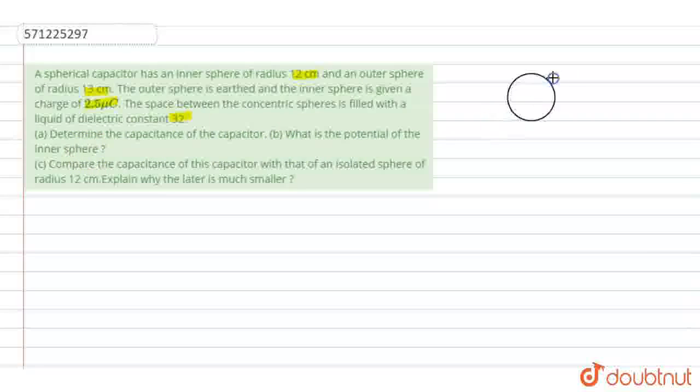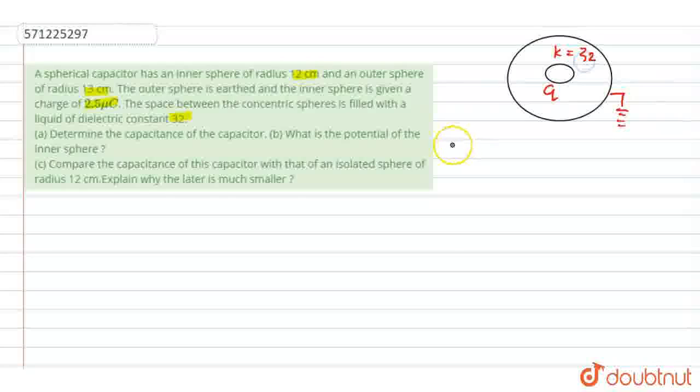As you can see, there are two spheres like this. They are concentric. Now it is given that the outer surface is connected to the earth and the inner surface is given a charge of Q, where Q is 2.5 microcoulomb. And this space is filled with the dielectric constant K, that is K equals 32. So first we will see the first part.